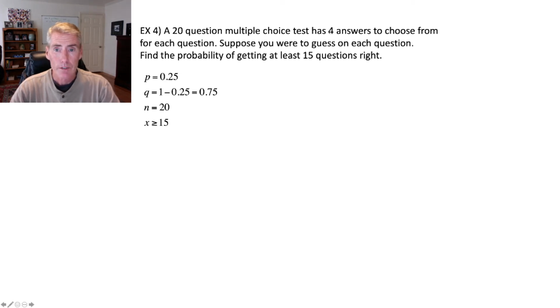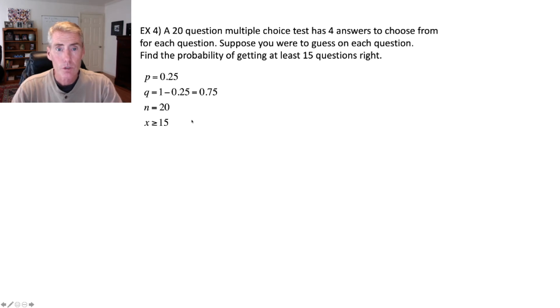Okay, now make it a little more challenging. There's 20 questions on a multiple choice test. There's 4 answers to choose from on each question. And you're just going to guess. So the chances you guess right are going to be 1 out of 4. Find the probability you get at least 15 right. So since there's 4 answers and you're guessing, the chances of getting it right is 1 in 4. That would be 0.25. The chances you get it wrong, 0.75. N equals 20, and then this one is saying x is bigger than or equal to 15.